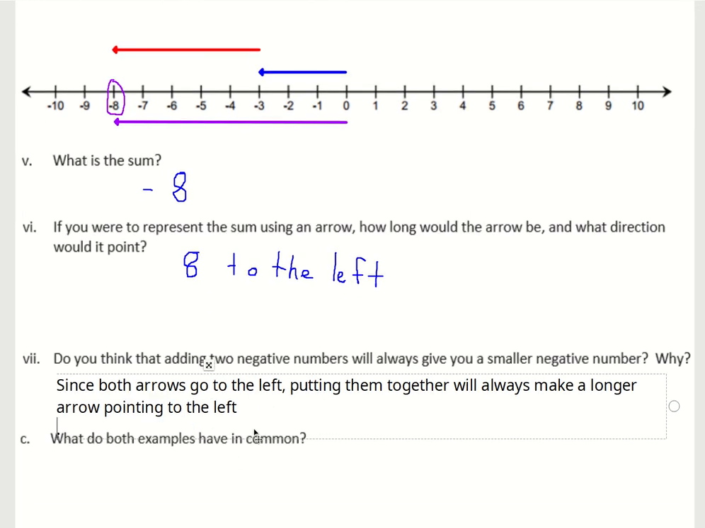Now, it then asks us, well, what do our examples here have in common? What's so important about these two examples? More importantly, just in terms of these examples, I want to focus more on the sum and the absolute values. So let's think about our absolute values here.